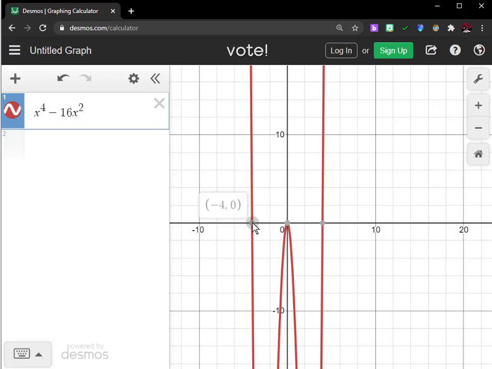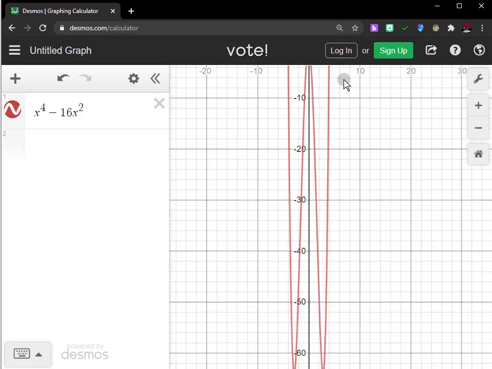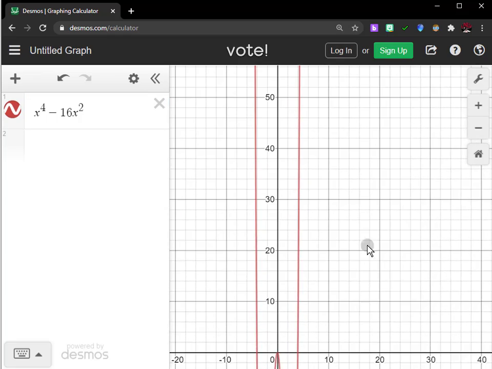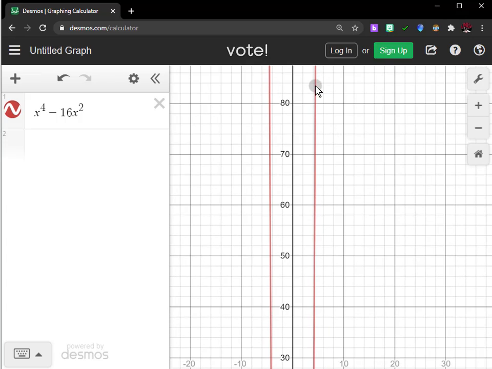Okay, here's a sketch of this exact graph through Desmos. We can see things like where it's crossing the x-axis or bouncing off the x-axis at 0. It's passing through at -4 and passing through at +4. Now on this graph you can see it goes way lower than we did in our hand sketch. Don't worry about that. The correct thing we're looking for is that it looks like it's rising on the left and right.